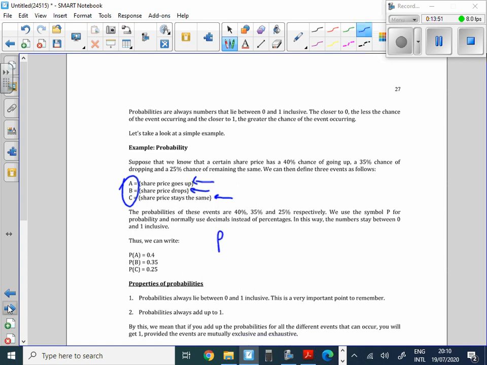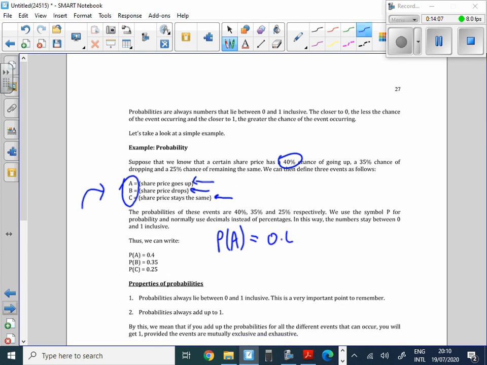Very fancy. Okay, P stands for probability. So now if I say P(A), what does P(A) mean? P(A) means the probability of A happening. And what's A? Well, I defined A up here, and that is the share price going up. And what's the probability of it going up? Well, we spoke over here.